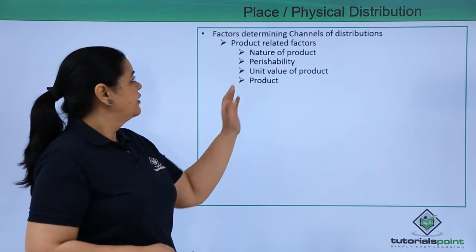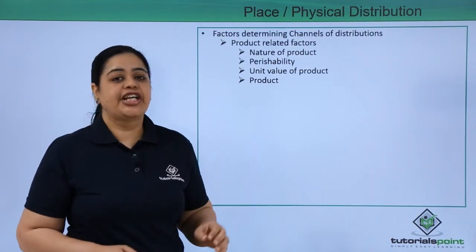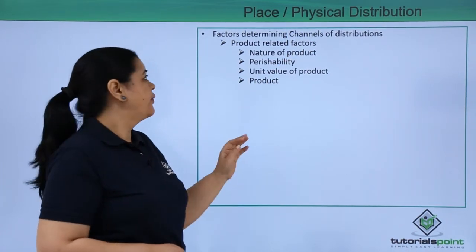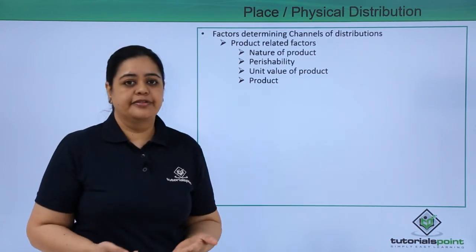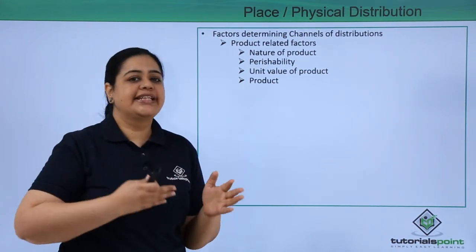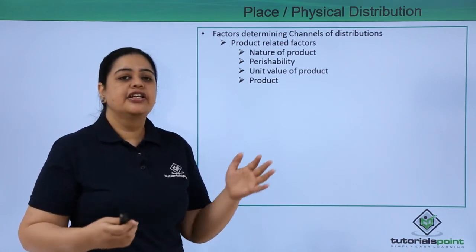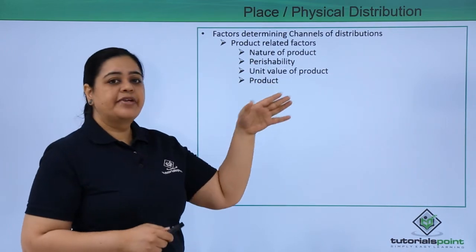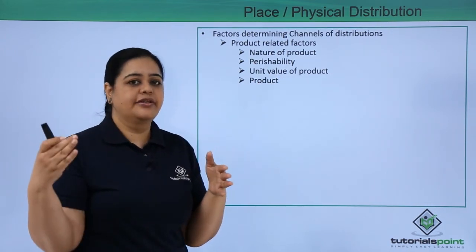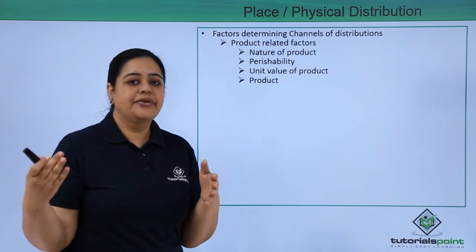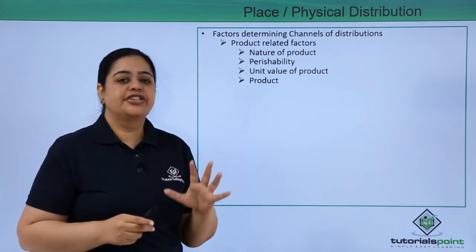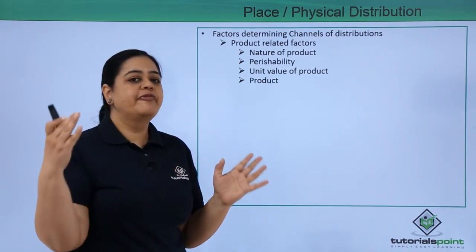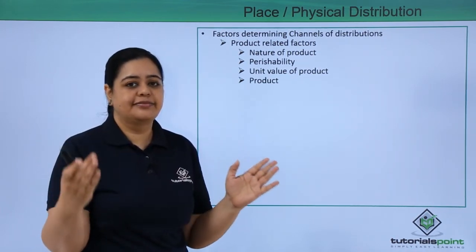Now, what are the factors which determine the channel of distribution? First we have the product related factors. First, what is the nature of the product? Let's say you are selling something perishable in nature, then you will prefer a shorter channel of distribution. Sometimes when we are talking about bulky goods, in that scenario also the channel of distribution would vary. For example, if I am talking about big machinery, obviously the customers are limited.